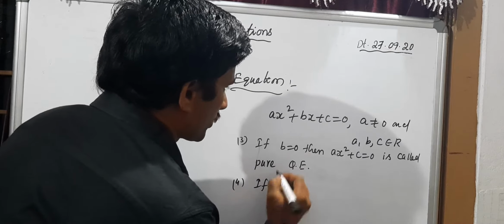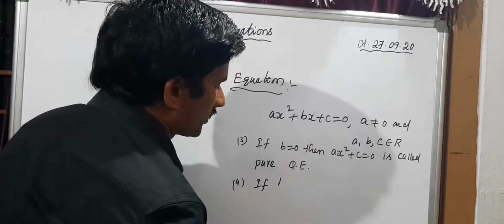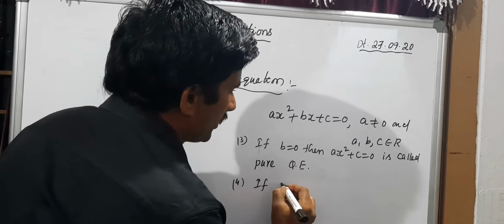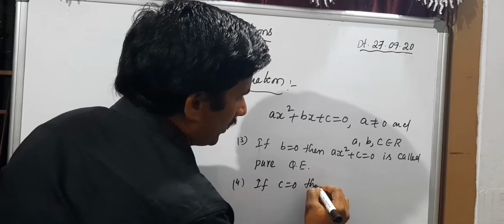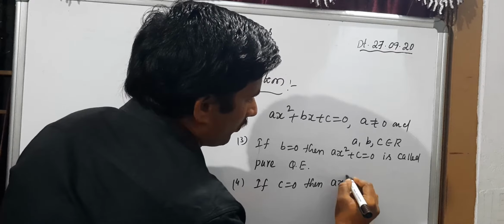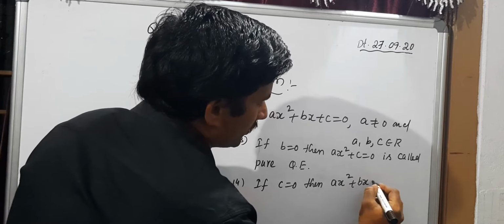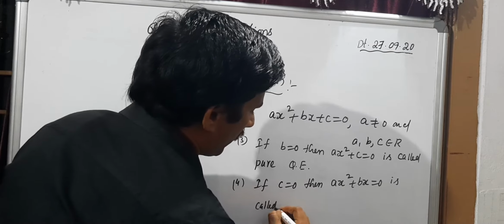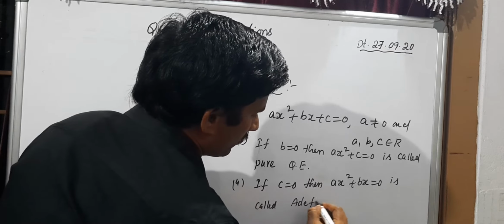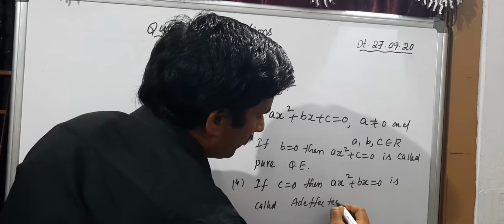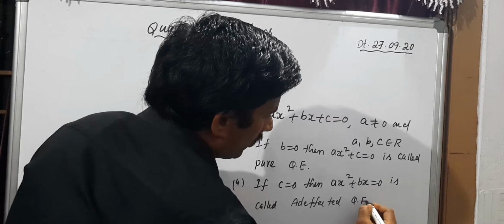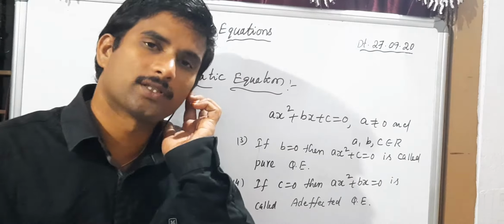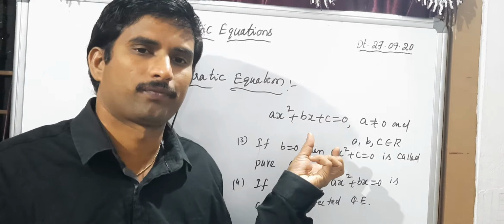In the equation, if the constant value c equal to 0, then the equation of the form ax square plus bx equal to 0 is called an affected quadratic equation. So these are some types of equations.